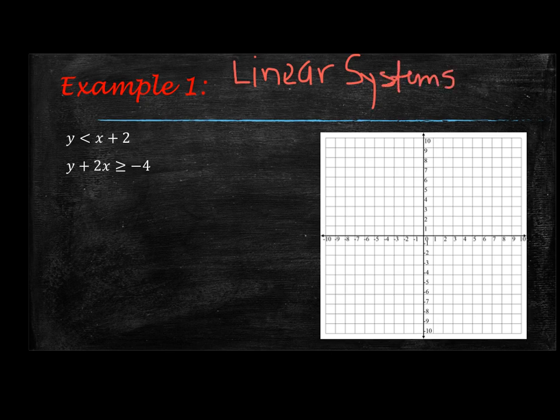One thing that we're going to need to know when we're graphing is whether or not we're going to make it a solid or a dotted line. Hopefully you remember that if you have a less than or a greater than symbol, then this is going to be a dotted line. And if you have a less than or equal to or a greater than or equal to, then you will have a solid line.